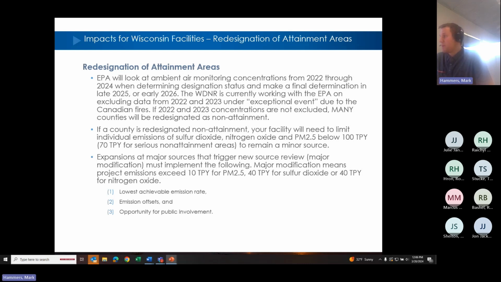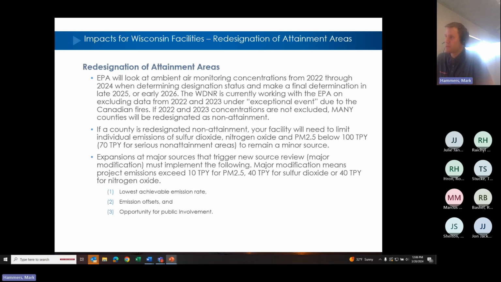And then if you don't have that option available to you, you really have to limit the emissions from any expansion going forward to less than the thresholds listed on the bottom of this page, because you're not going to be able to purchase emission offset credits. You're going to have to do those internally somehow, decommission a source probably.